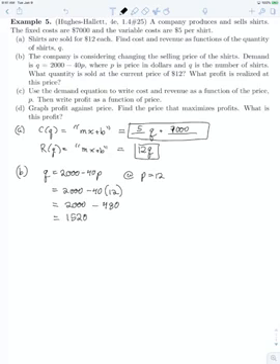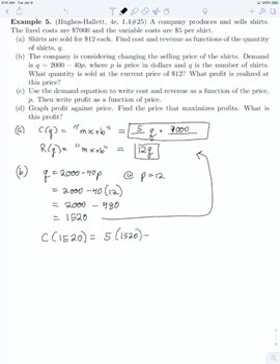And now, combining this with part A, we can figure out what the revenue and the cost and therefore the profit is when we sell that many. So we would have, let's see, cost of 1,520 is 5 times 1,520 plus 7,000. And now I will use my calculator. Okay, when I plug that into my calculator, I get 14,600.